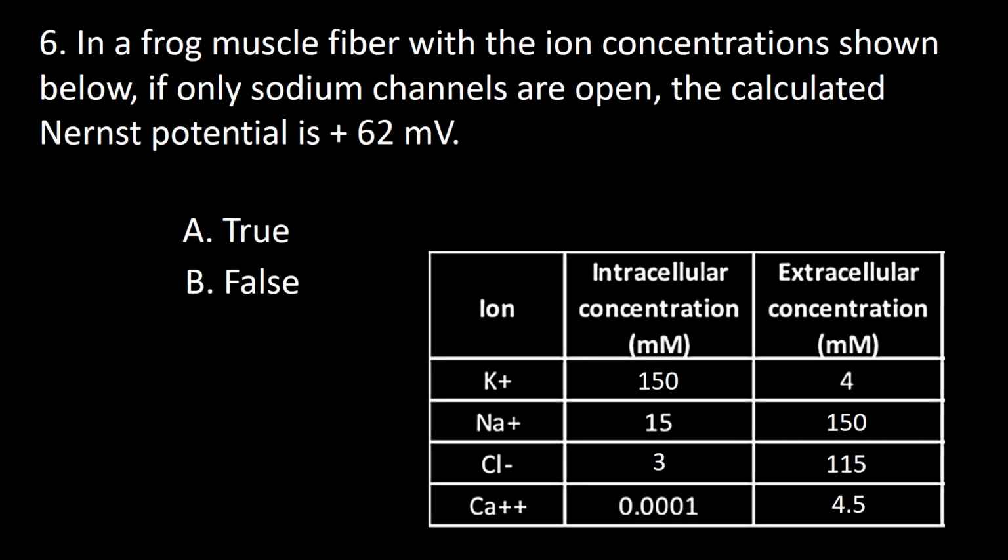Next question. In a frog muscle fiber with the ion concentrations shown below, if only sodium channels are open, the calculated Nernst potential is positive 62 millivolts. A true, B false.